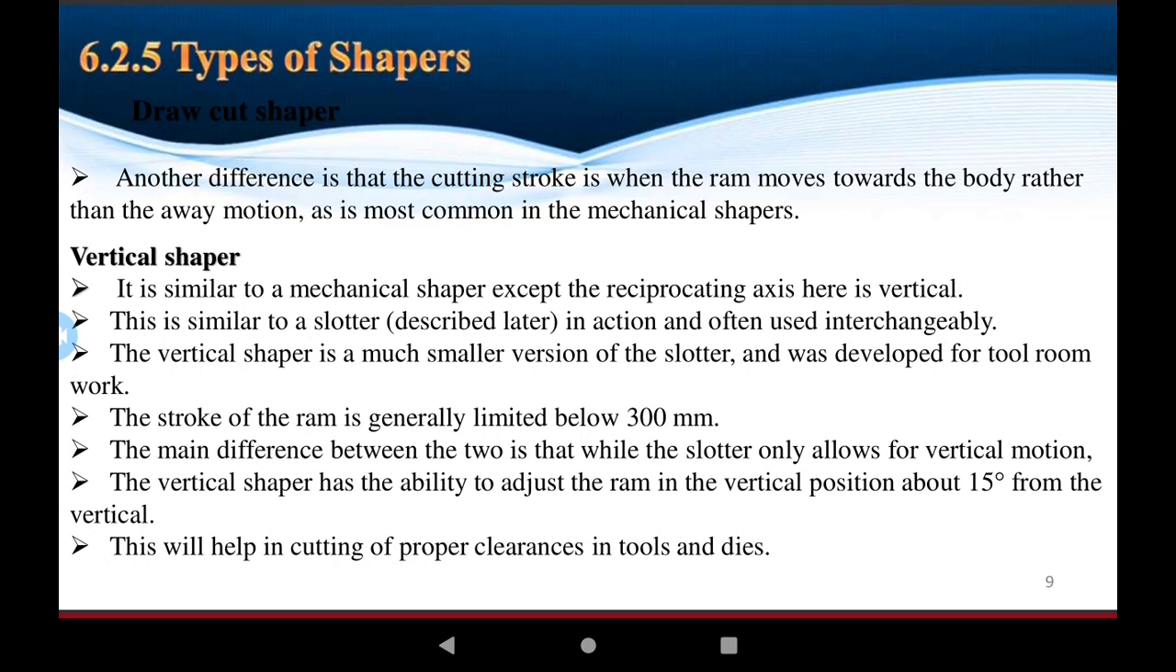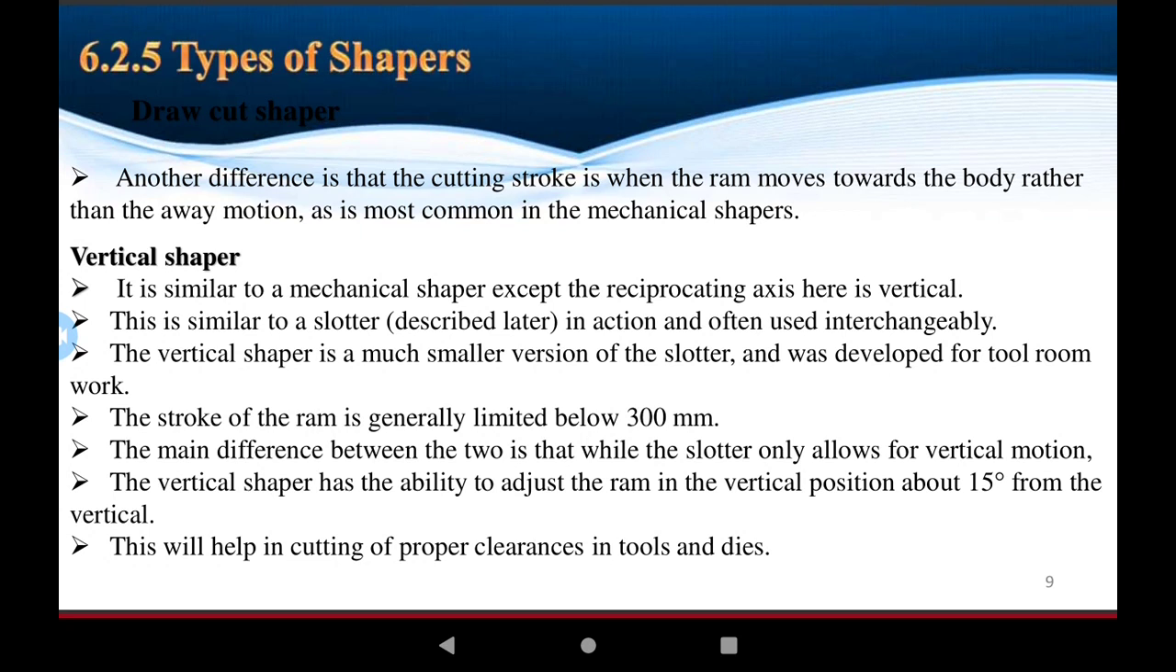This is similar to the slaughter, and is used in the slaughter mechanism. The slaughter mechanism describes the actions that are often used in interchangeability. The vertical swiper is a much smaller version of the slaughter.